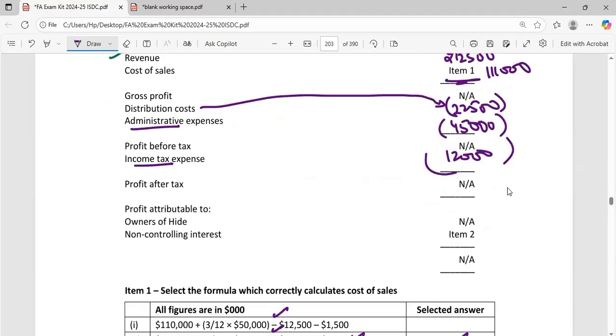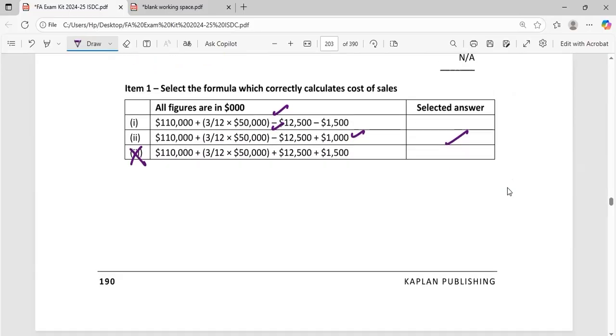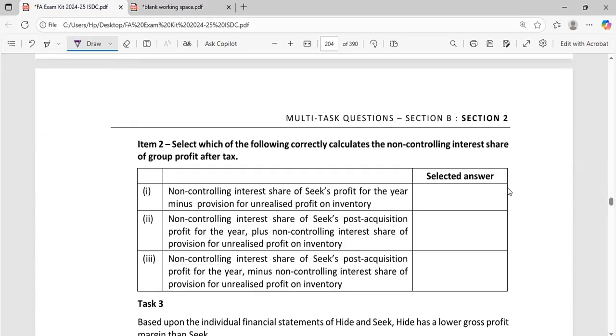For rest of the things, we just have to add, okay, and take 3 by 12 of subsidiary companies figures, okay. Now we have to tell the non-controlling interest, NCI, and we have to choose it from the options, okay. So let's see. Non-controlling interest share of SEEK's profit for the year minus provision for unrealized profit. No, see, we are going to take NCI will have share in the post-acquisition profits. Okay, so NCI's share of interest of SEEK's post-acquisition profit, fine, plus NCI interest share of URP. No, we deduct it. I will explain you.